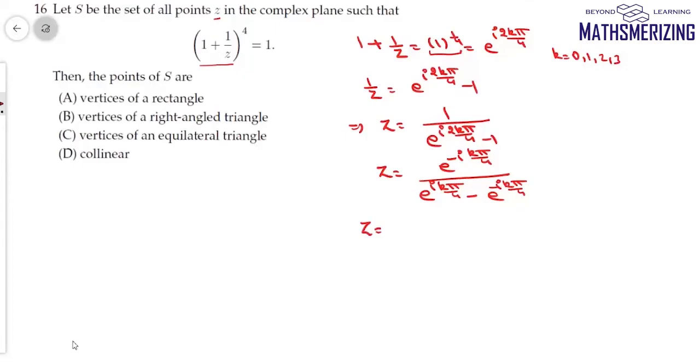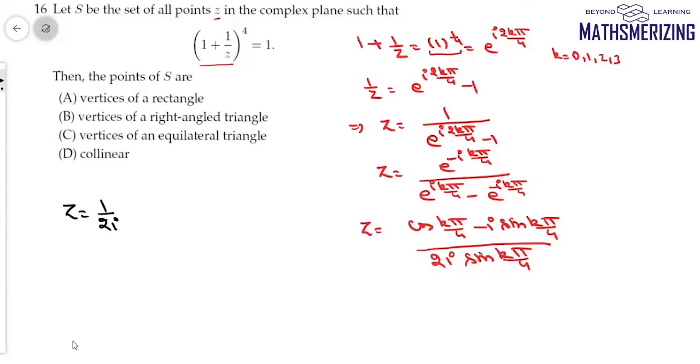Now e to the power iota theta is cos theta plus iota sin theta. So in the numerator I'll get cos k pi by 4 minus iota sin k pi by 4, and in the denominator, e to the power iota theta is cos theta plus iota sin theta, and minus e to the power minus iota theta is cos theta minus iota sin theta. So here cos theta will cancel, and I'll get 2 iota sin k pi by 4.